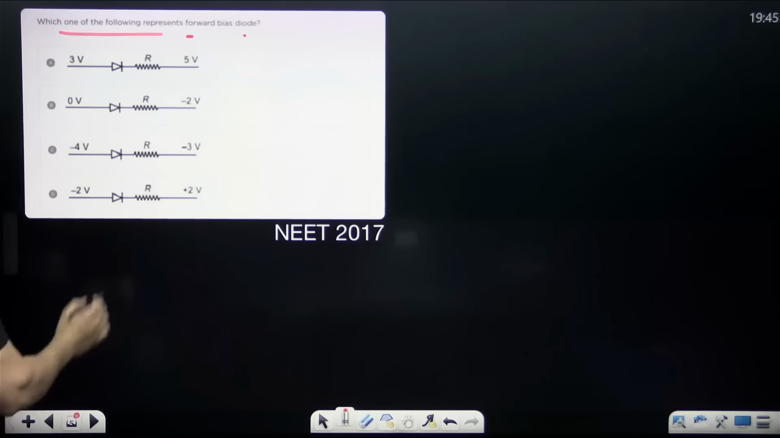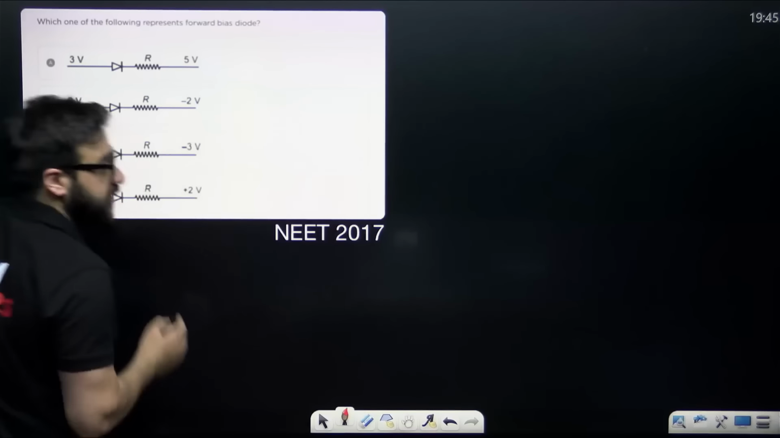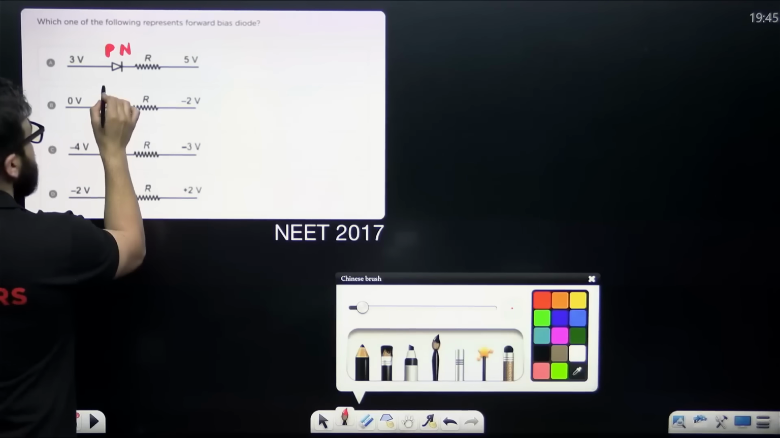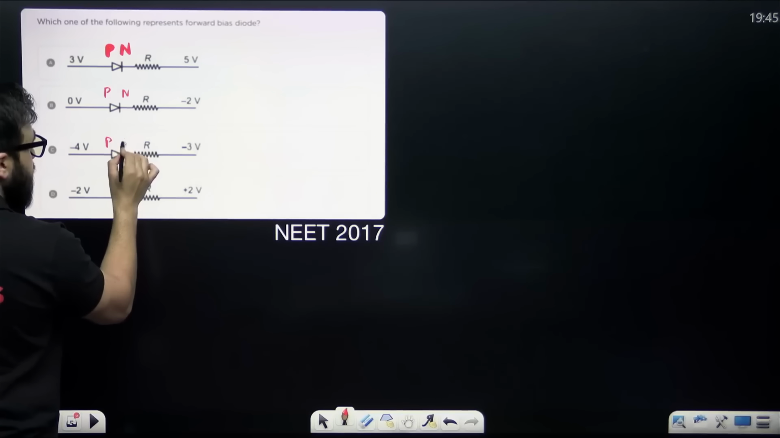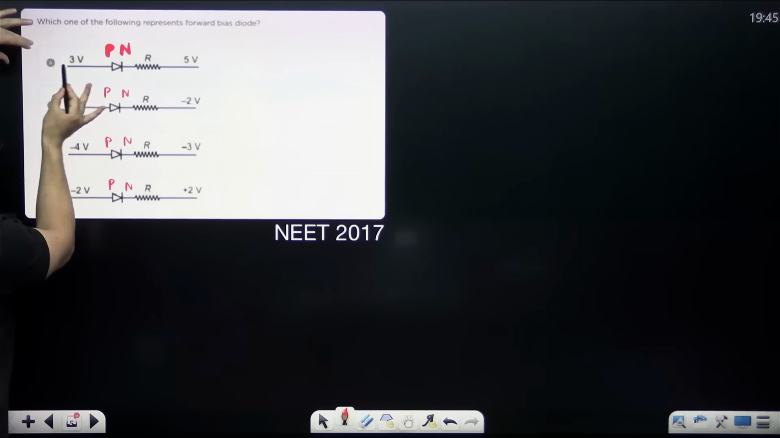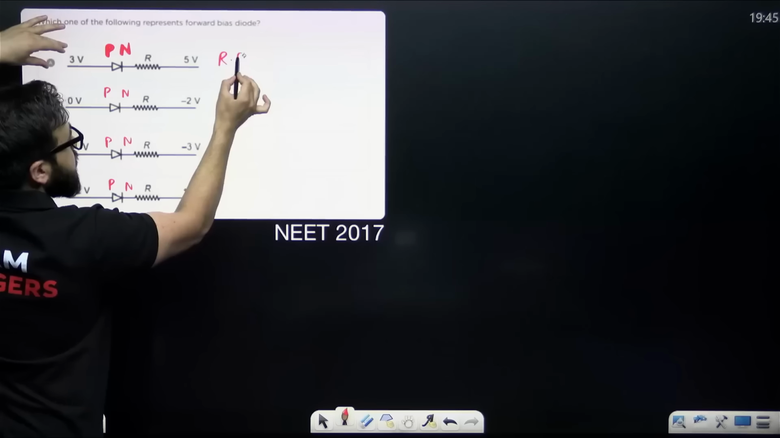See, forward bias means when P side is connected to higher potential and N side is connected to lower potential. This is P, this is N. Okay, so this is, my dear NEET aspirants, P, N. Now guys, see, in this case, P side is connected to 3 and N side is connected to 5. This is reverse bias, okay?